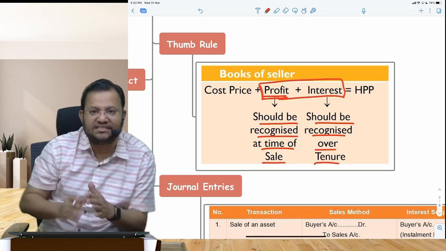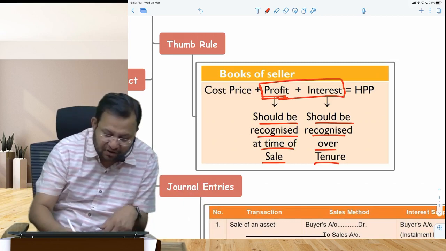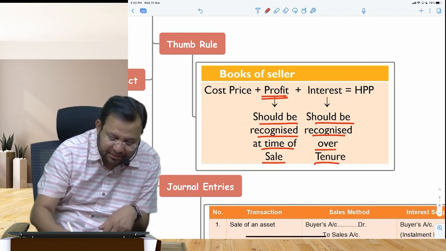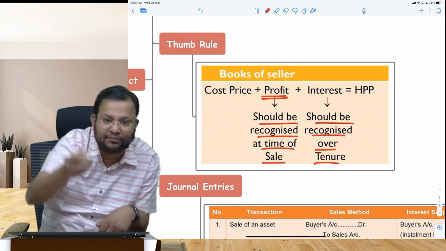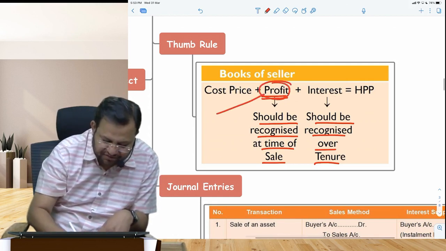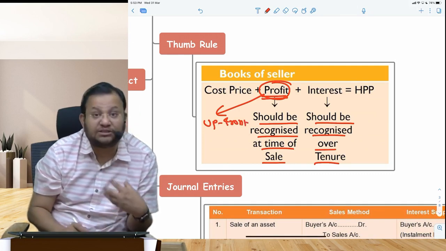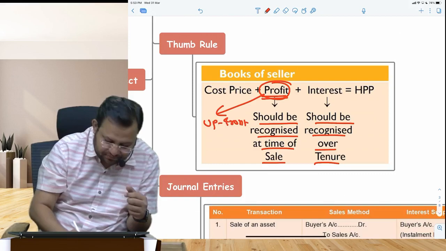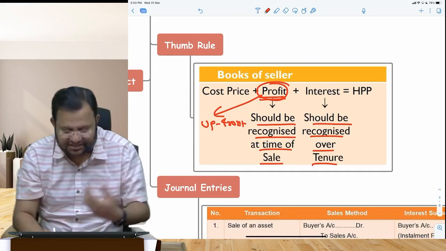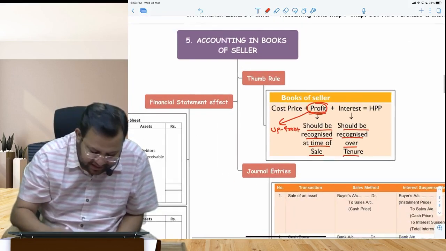Profit plus interest, इनका clubbing नहीं होना चाहिए. Profit should be recorded on upfront basis. Upfront मतलब at the time of sell. So ये profit का क्या होता है, upfront accounting बोलते हैं इसको, या इनको fancy language में IFRS में front loading बोलते हैं इसको. So upfront basis पे, immediate basis पे हम record करते हैं, interest को tenure पे spread करते हैं.